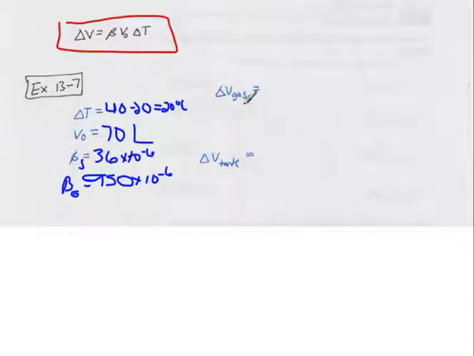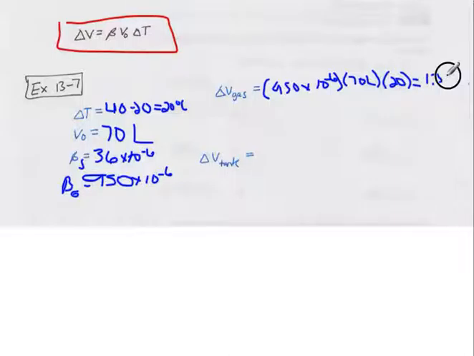So if we look at the gasoline, we plug in the gas constant, which was 950. And then it says multiply by the initial volume, which was 70. We'll just leave everything in liters. And then we had a 20-degree change in temperature. So what do we get? That's about 1.3 liters. So apparently there's that much more gas volume as it heats up. So that's kind of crazy. I hope our gas tank can accommodate that.